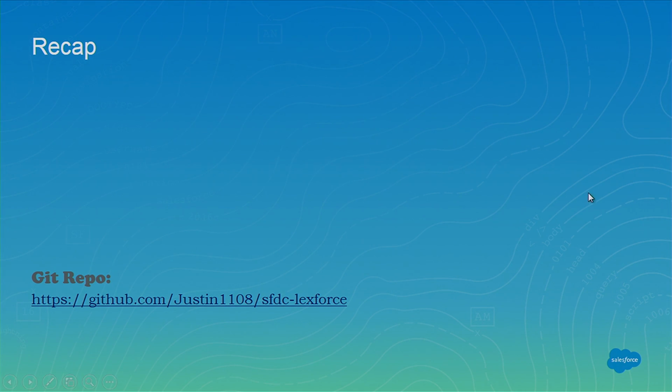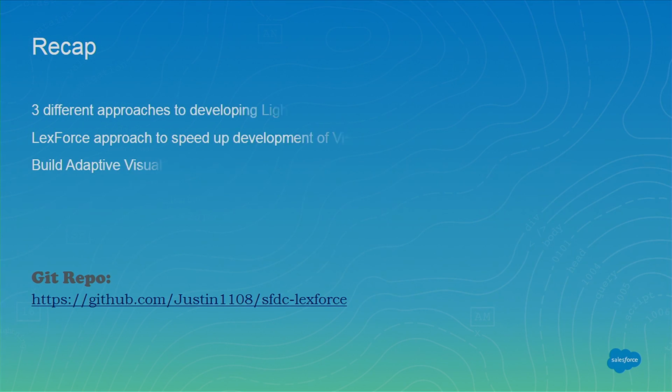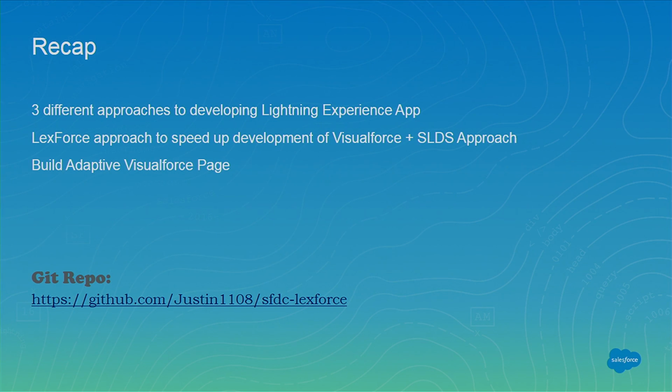I think we're running out of time here, but hopefully that was a good recap for you. We showed you three different approaches for developing Lightning, and then we showed you the VisualForce and SLDS approach. We're also including the LexForce library in the GitHub, so you can feel free to download that and extend it yourself. And then we also showed you the adaptive VisualForce page. Hopefully that helps you with your Lightning development, and happy coding.